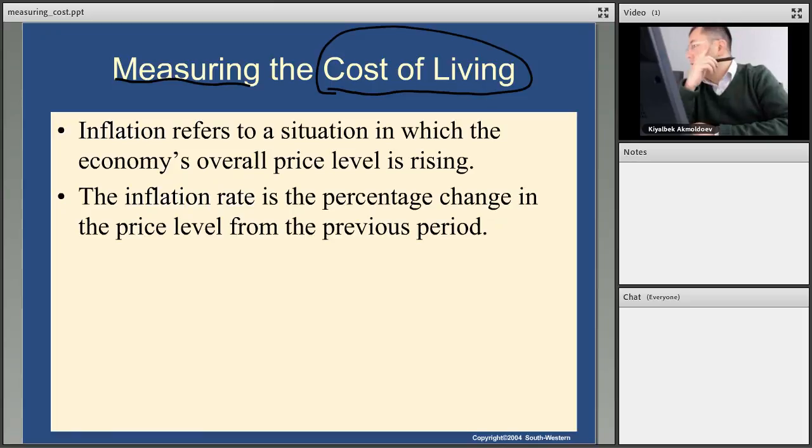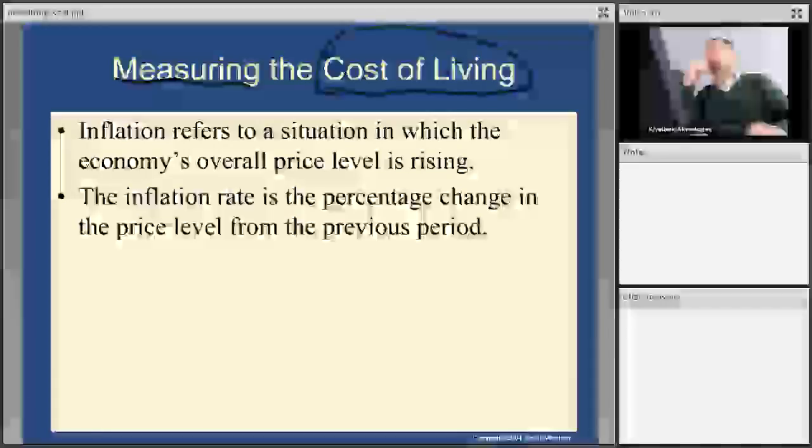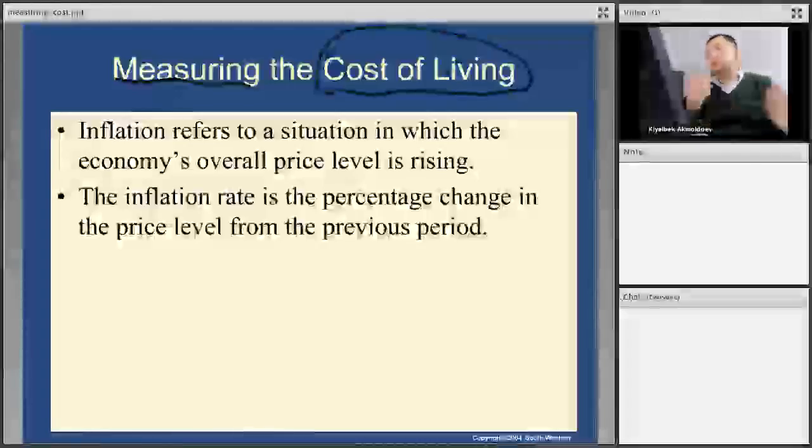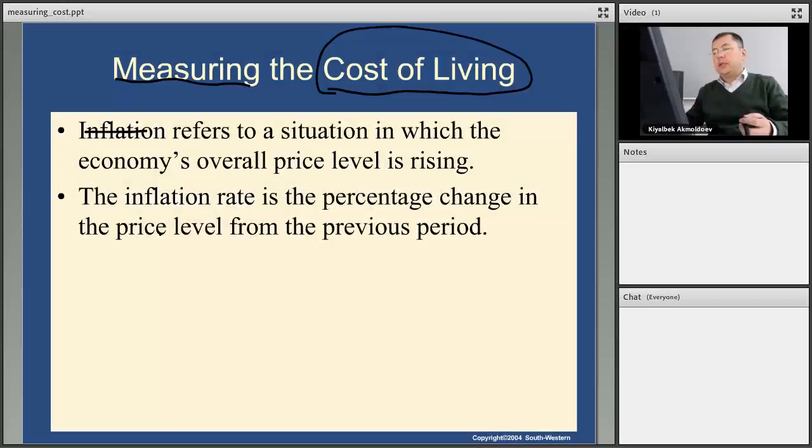Cost of living means how much money we spend to live, to survive in 1 month or in 1 year or in 6 months and so on. Inflation refers to a situation in which the economy's overall price level is rising. So when overall price is increasing, we call this situation inflation. The inflation rate is the percentage change in the price level from the previous year to the next year.